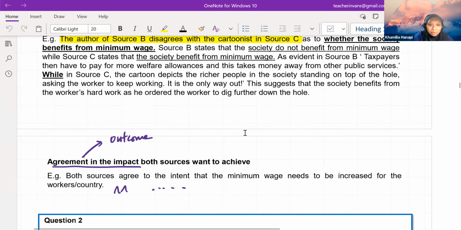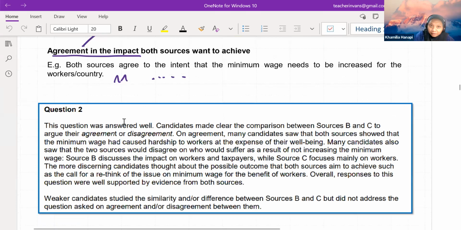So take a look at the marker's report. Again, a lot of people answered this very well, even though it was quite tricky. I found it a bit tricky. It says that there was a lot of comparison. Many candidates saw that both sources actually showed that the minimum wage has caused hardship at the expense of their well-being, which is what we've seen, right?